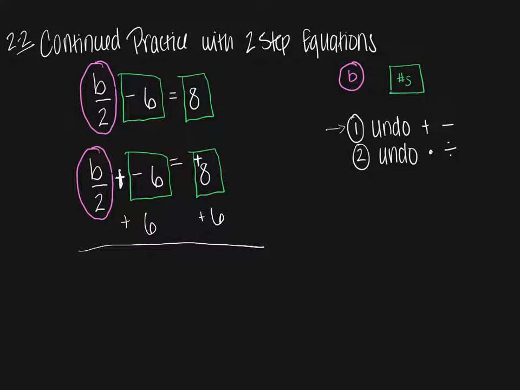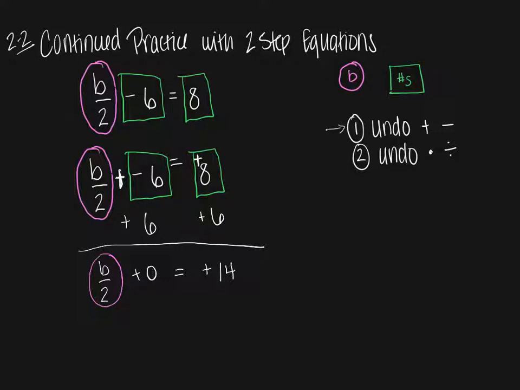Okay, and that leaves me with what? Leaves me with my b over 2 plus 0 equals +14. Okay, let's make sure that we keep this guy in pink so we know we have him by himself. All right, so how do I get b over 2 to just be b?